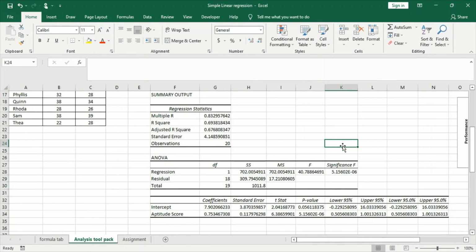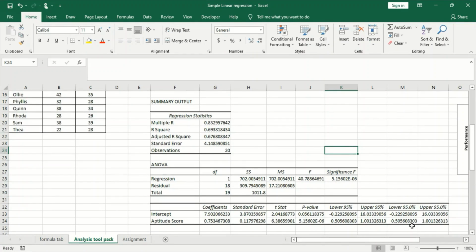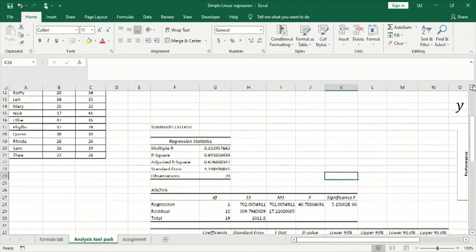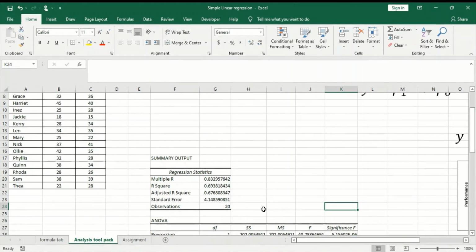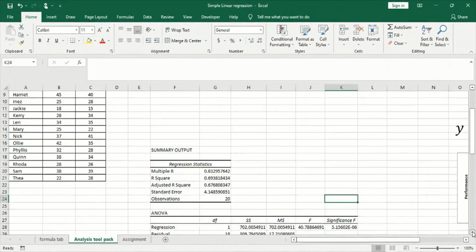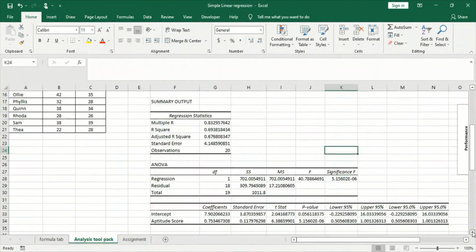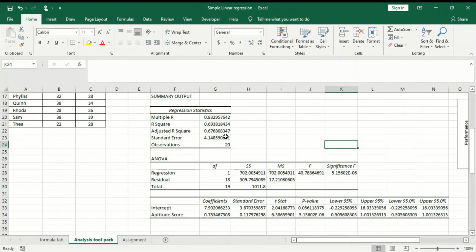Now that our output is ready, we'll need to interpret what we have here. I mentioned some of the basic interpretation in our theoretical part, but let me go through them again. This is how our output will look, whether it's Excel or SPSS.